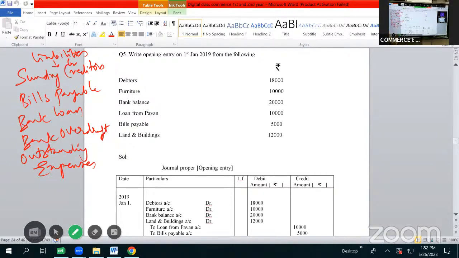So first we'll check what are the names that we have in the question. Debtors, it is an asset. Furniture, it is an asset. Bank balance, it is an asset. Bills, loan from Pawan.